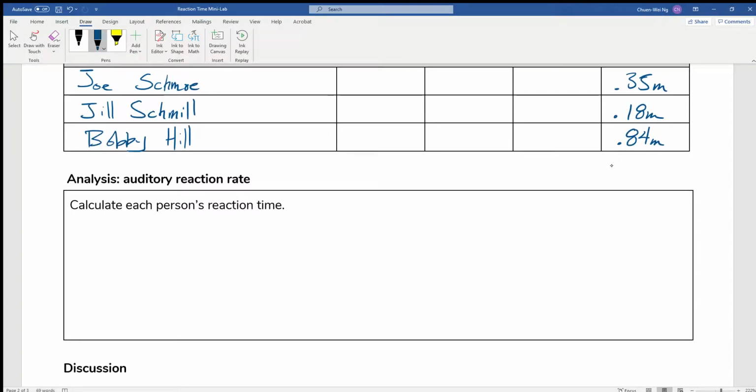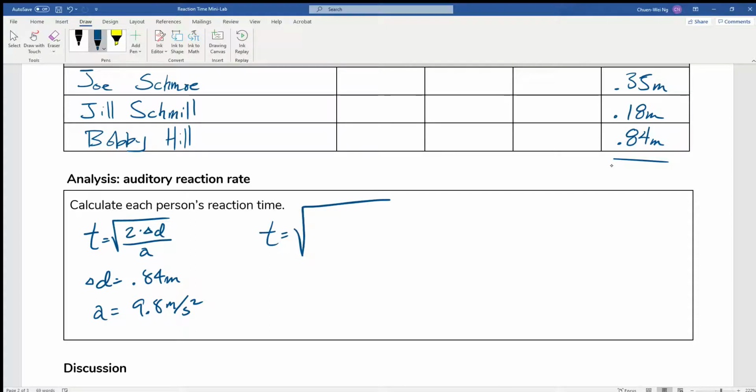So again, our derived equation, T is equal to the square root of 2 times delta D divided by acceleration. In this case, the displacement for Bobby Hill is 0.84 meters. Bobby Hill is not very good at listening. And then our acceleration is again the acceleration of gravity, 9.8 meters a second squared. So we're going to plug in T is equal to the square root of 2 times 0.84 meters divided by 9.8 meters a second squared.